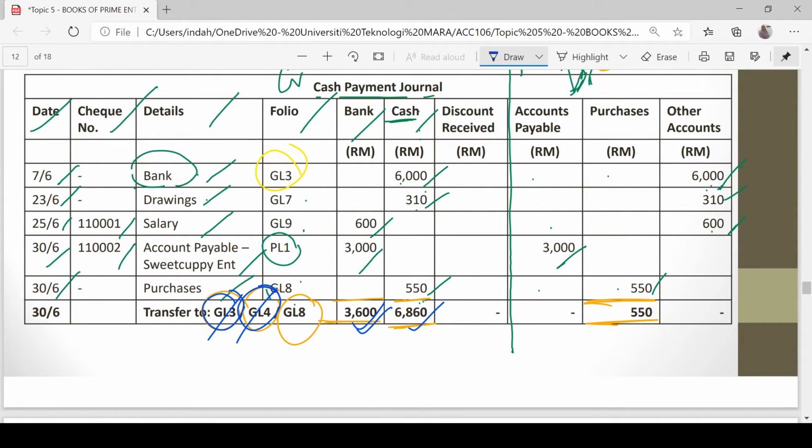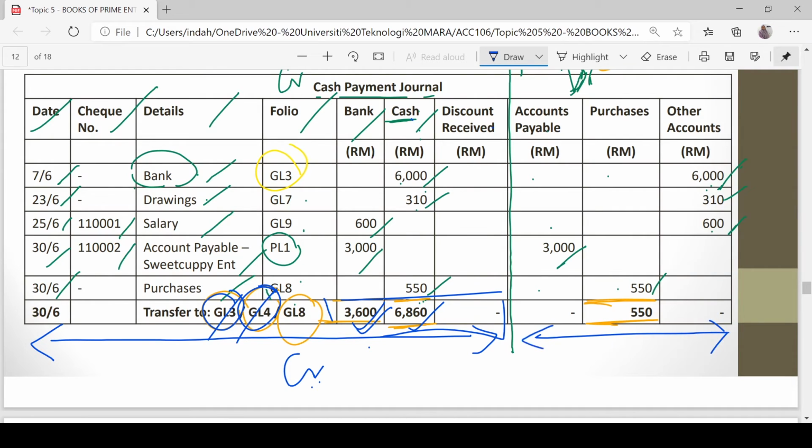Yes. Alright, next. For the cash payment journal, this side is to be credited, meaning that any number we have here goes on the credit side of the bank account, the cash account, and the discount received account. On this side, we are going to debit the account. If we have an item here, like accounts payable, we do not transfer the total, but transfer on an individual basis, because it comes from different suppliers, different entities.